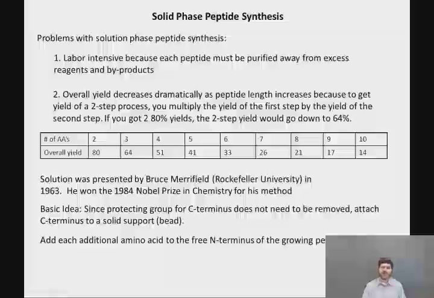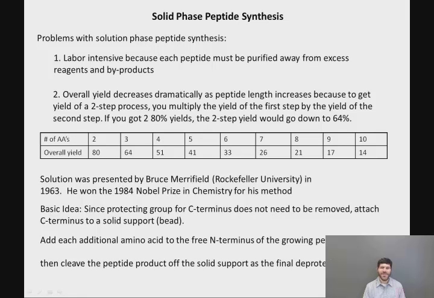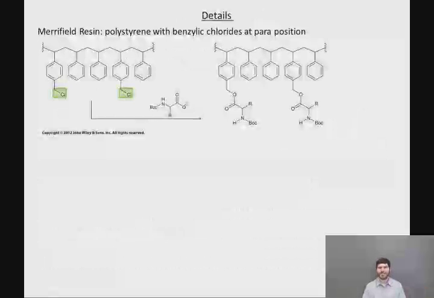So you add each additional amino acid that you want to the free N-terminus of the growing peptide chain. And then finally, as your final deprotection step, instead of removing the benzyl ester, you cleave the peptide that you want off of the solid support. Okay, so that's the basic idea. Now let's look at some of the details. Look at some structures here.